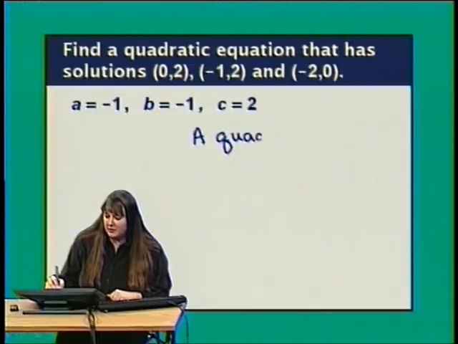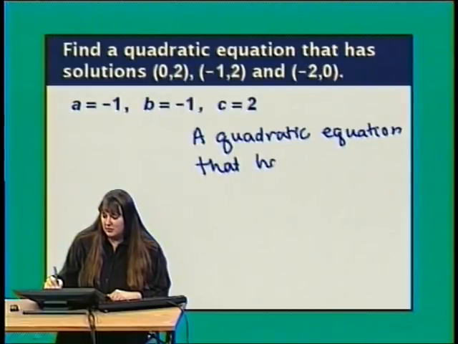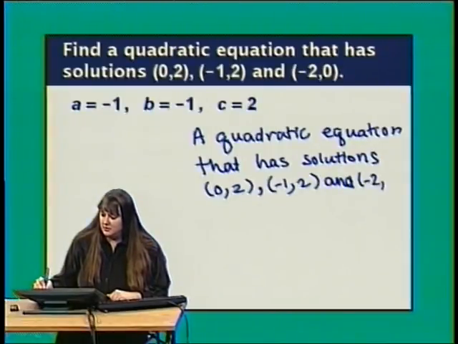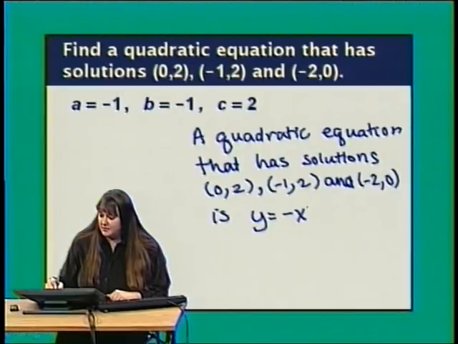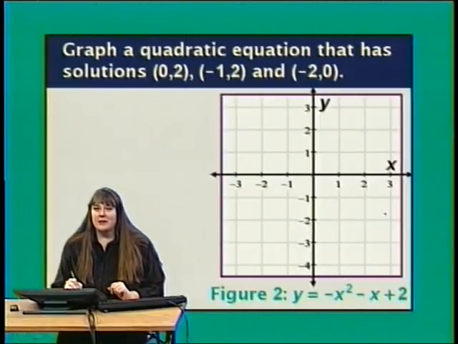A quadratic equation that has solutions (0, 2), (-1, 2), and (-2, 0) is y equals the opposite of x squared minus x plus 2. Let's graph this quadratic equation that we just found.